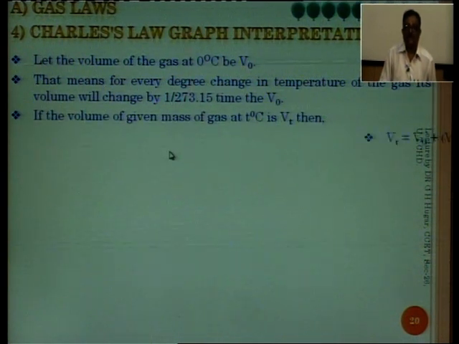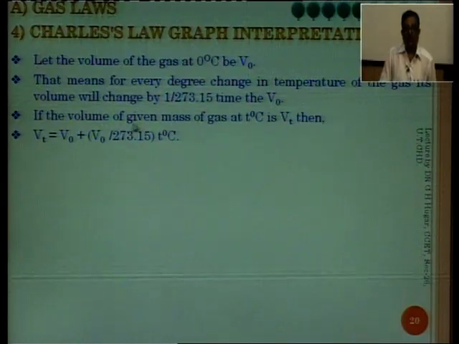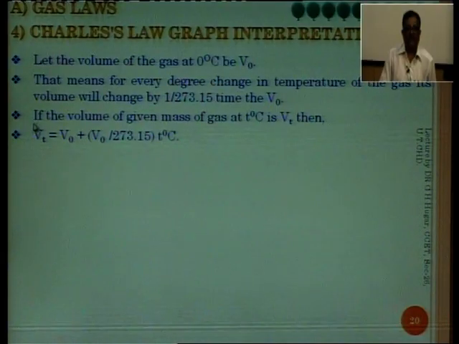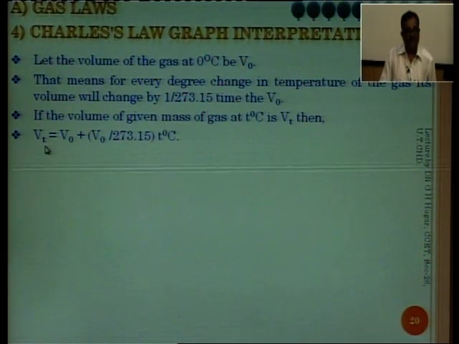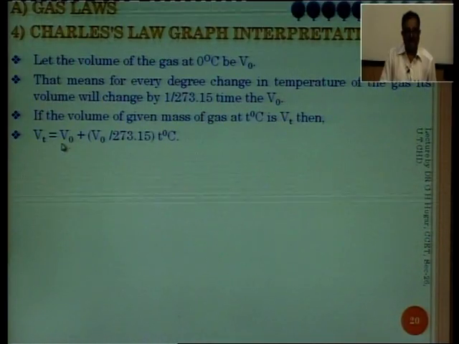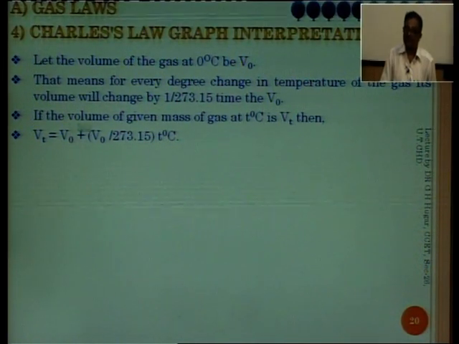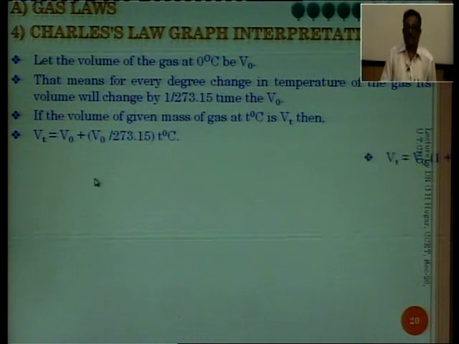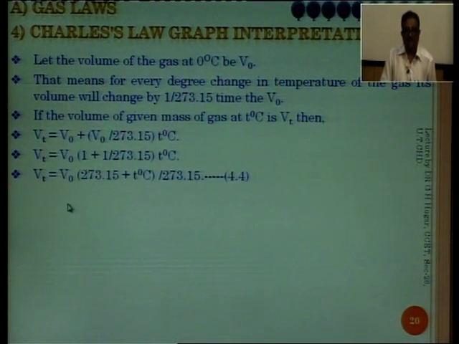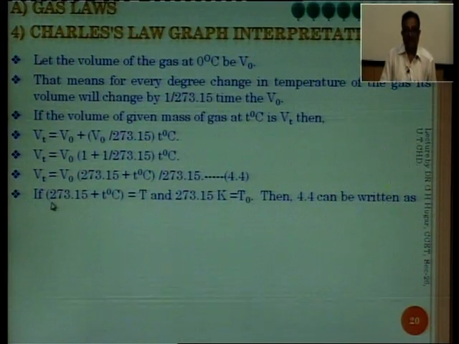So, if the volume of a given mass of a gas at T degree Celsius is V T, then we can write the volume at T degree Celsius is equal to the volume of that gas at 0 degree Celsius plus V naught divided by 273.15 times the temperature. This much volume it will occupy extra, therefore, both can be equated here. And if we simplify mathematically, at the end we can substitute 273.15 plus T in this expression.